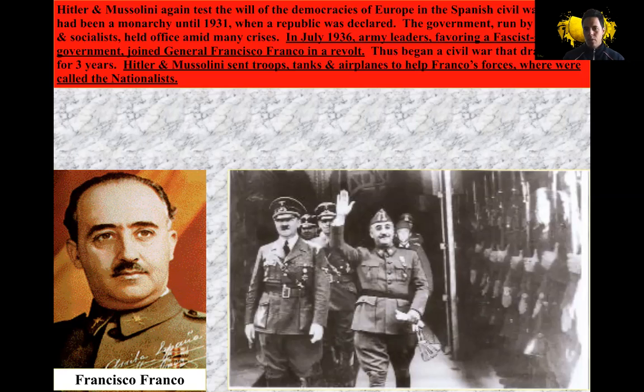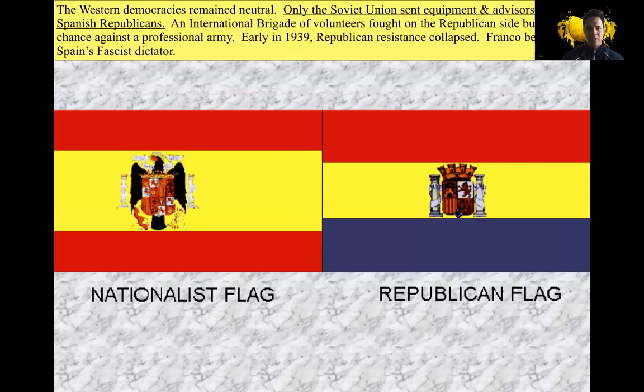Hitler and Mussolini would send troops, tanks, and airplanes to help Franco's forces, and the nationalists would eventually be victorious. Now, the Western democracies would remain neutral, which basically said that the Republican flag, as we see on the right, was sort of left to fend for themselves. Now, only the Soviet Union would send equipment and advisors, but because the whole military was on the nationalist side, the resistance would collapse and Franco would become the fascist dictator.